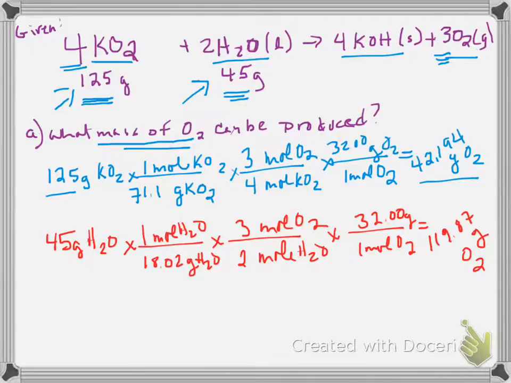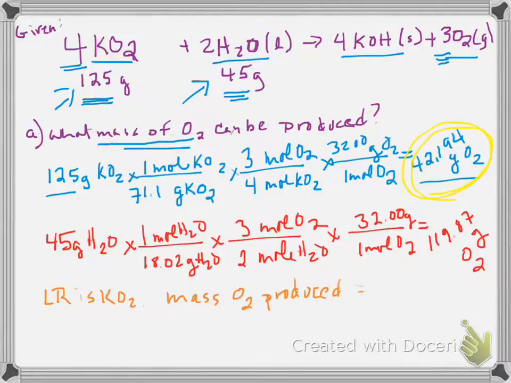So looking at these two, this is the least amount of oxygen, so my limiting reactant, let me get a different color. Orange is good. So my limiting reactant is my potassium superoxide, and the mass of O2 produced is 42.2 grams of O2, rounding to 3 significant figures. Okay.